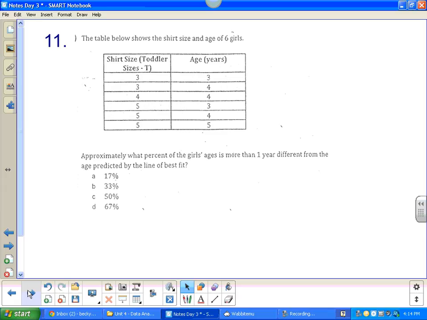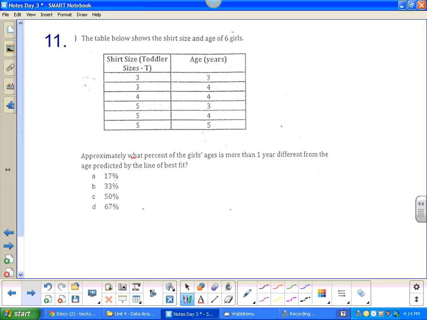The table below shows the shirt size and the age of 6 girls. So if we look at our table, it's got shirt size. So this girl wears a 3T, and she is 3 years old. This girl wears a 3T, and she is 4 years old. She wears a 4T and she's 4. She wears a 5T and she is 3. So you can see what kind of information we've got here.